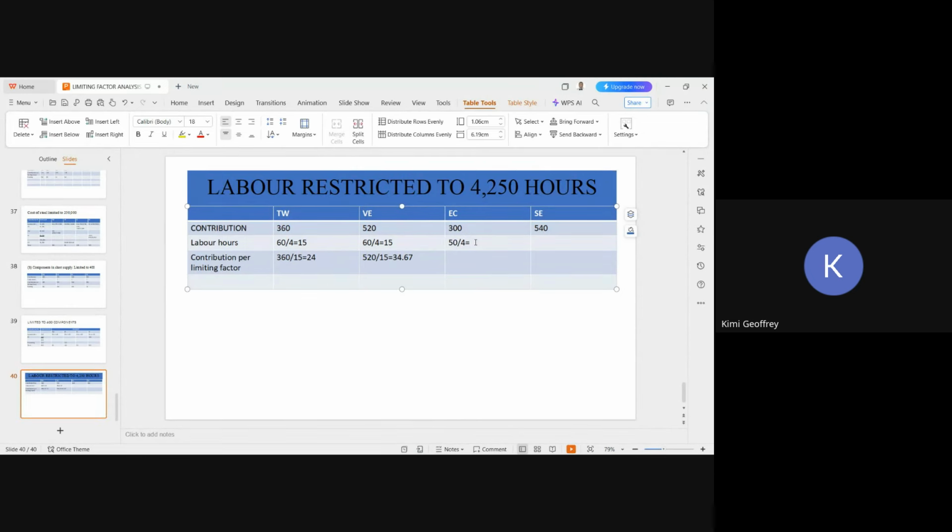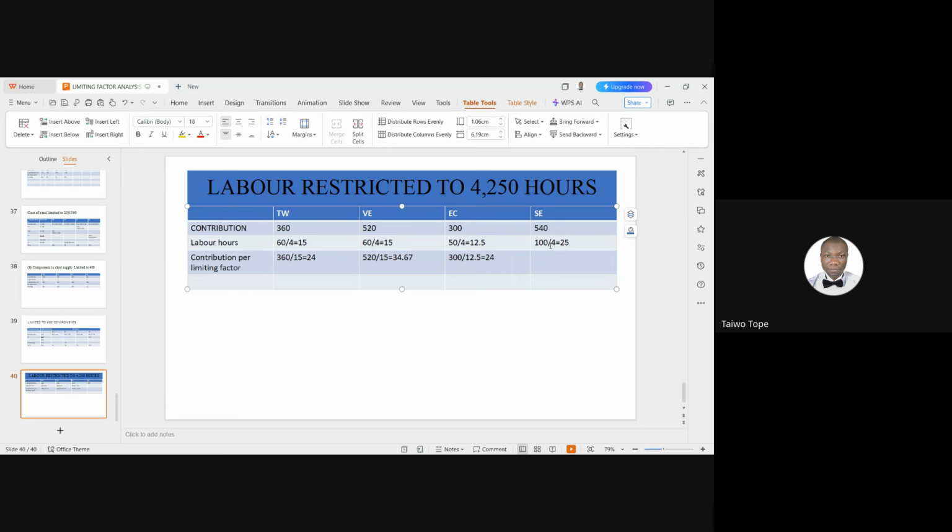That's 12.5. So now to get the contribution for the limiting factor, it will be 300 divided by 12.5. That's 24. Madam Enesi, Madam Tai, are you there with us? All right, please help me out with the next one, SE. SC will be 100 divided by 4. That will give us 25.